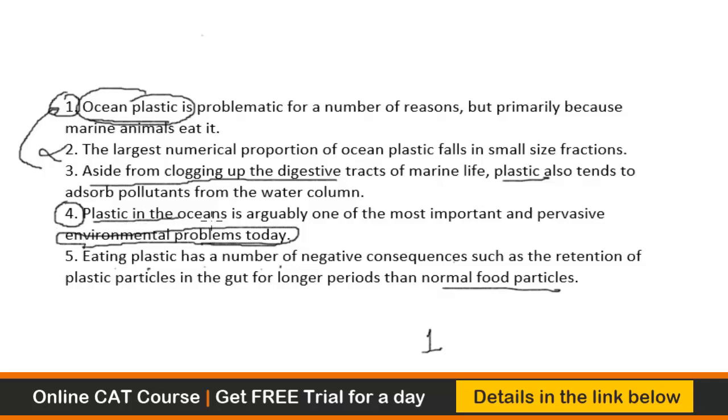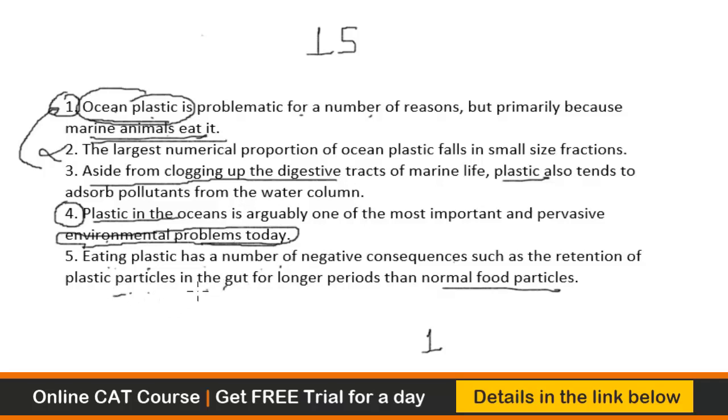So plastic in the oceans has been discussed or introduced as an environmental problem, and then ocean plastic is problematic for a number of reasons, and then you come primarily to animals eat it. So after 1 you would go to 5, because in 1 you have introduced the idea that marine animals eat it. And marine animals eat it. Eating plastic has therefore a number of negative consequences, such as retention of the plastic particles in the gut.